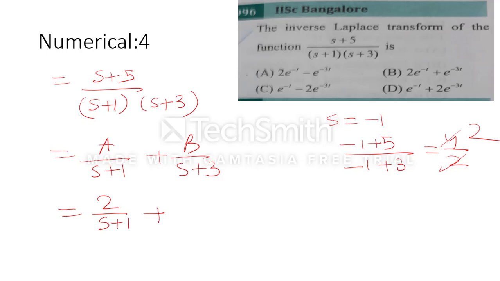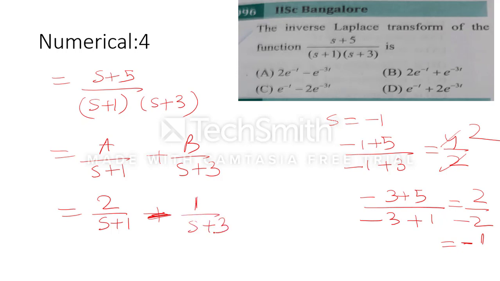When we put s equal to minus 3, it will become minus 3 plus 5 upon minus 3 plus 1. So it will become 2 over minus 2, so it will become minus 1. So here the sign will be minus 1 upon (s plus 3). When we take the inverse, we will get 2 e to the power minus t minus e to the power minus 3t. So the answer will be the first, A.